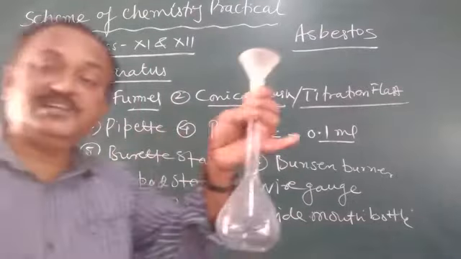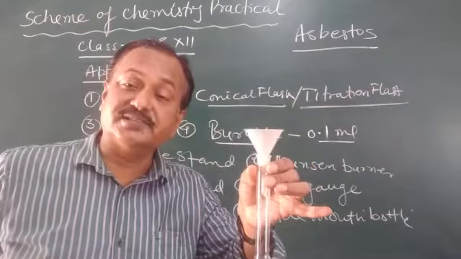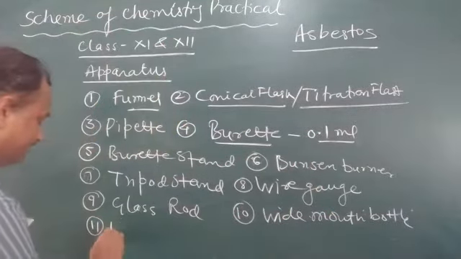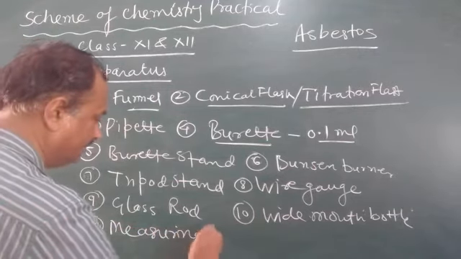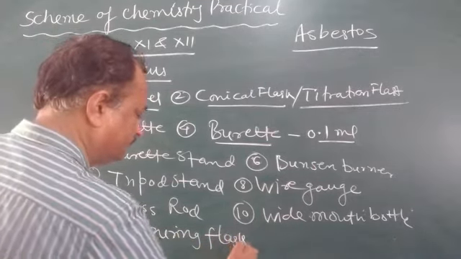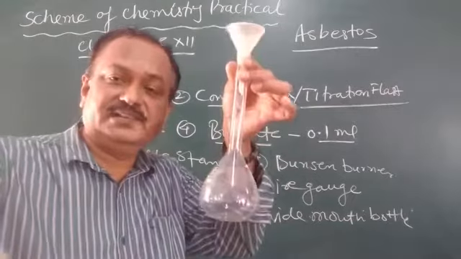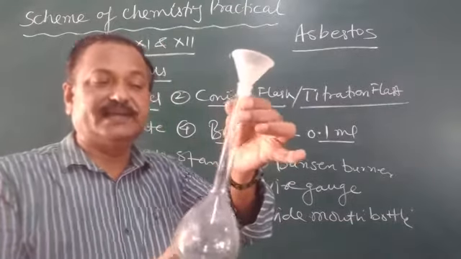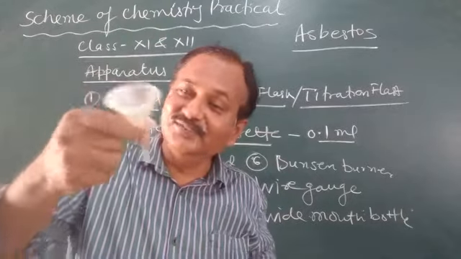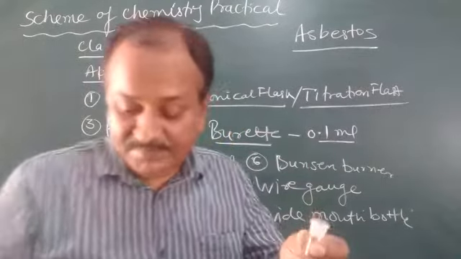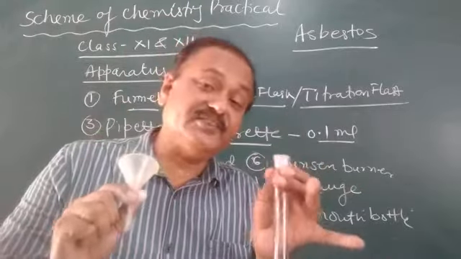this is a special type of flask. This is the measuring flask. Children, this is the measuring flask. Again, this is a small funnel. So we have funnels of different types. Now in the measuring flask, we prepare some solution.